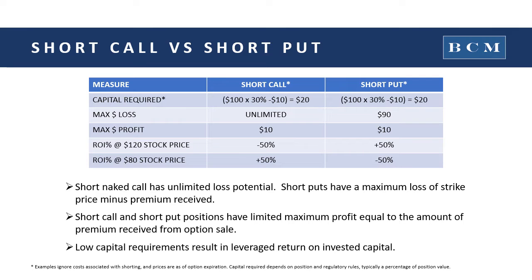Now, something you may have noticed here is that the P&L profiles, they don't look that good. They don't look that good for either position. It's because the most we can make in either case here is $10. But we could lose substantially more than that in either case. So why would anyone want to sell options in the first place?